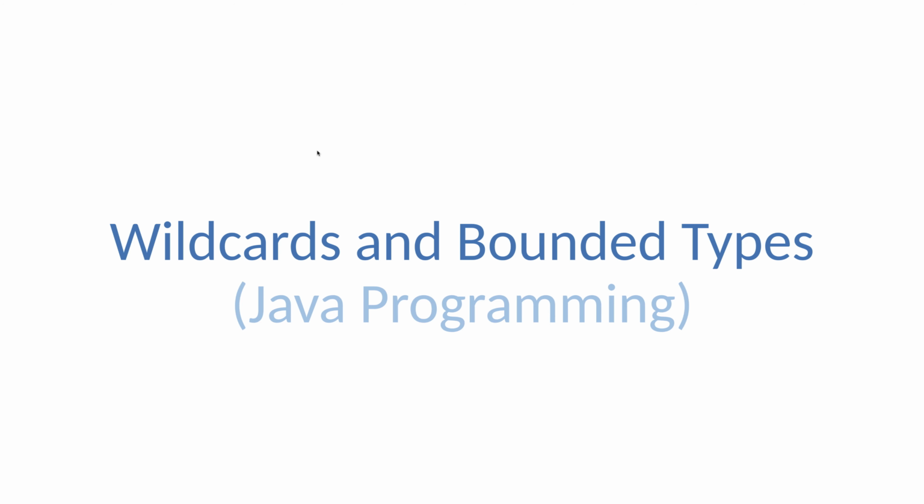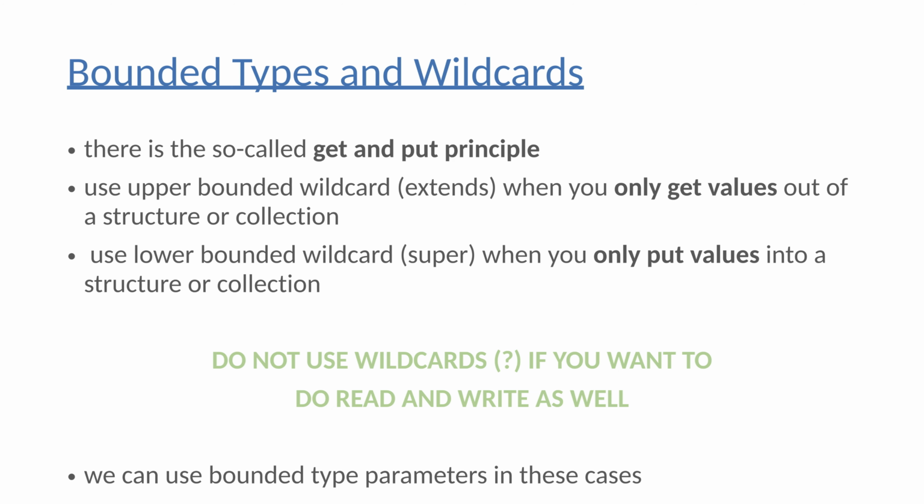So far in the previous lectures, we have been talking about bounded type parameters and wildcards. So in this lecture, we are going to talk about what is the difference between these two approaches. First of all, the most crucial problem is how to decide what to use, whether to use bounded type parameters or use upper bounded wildcards or lower bounded wildcards.